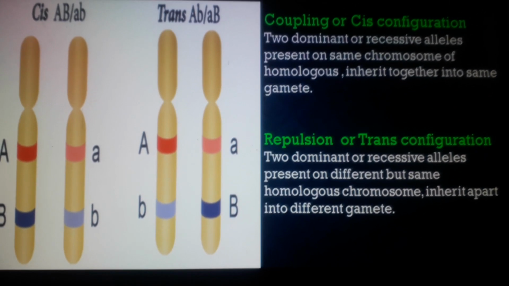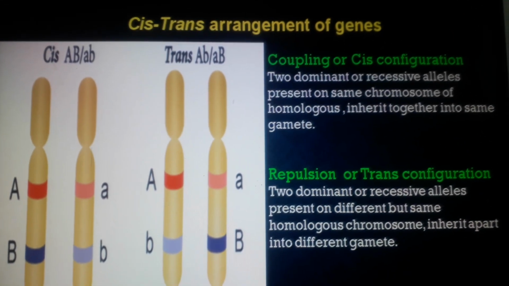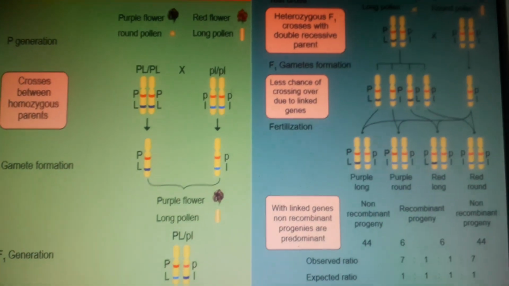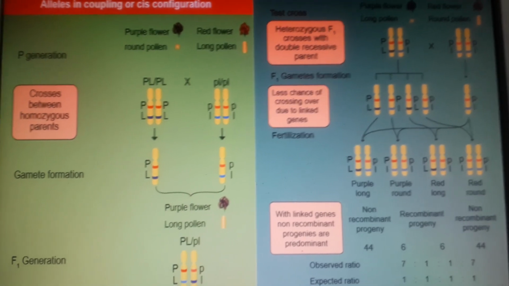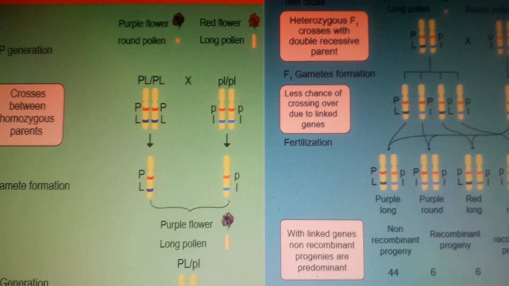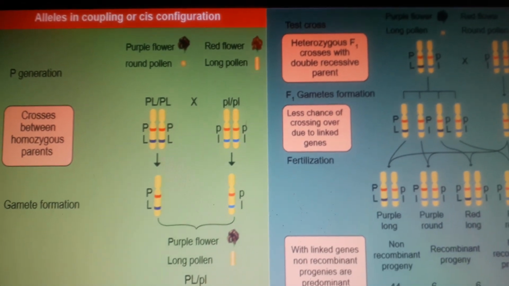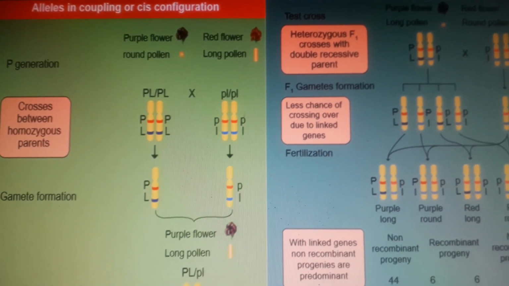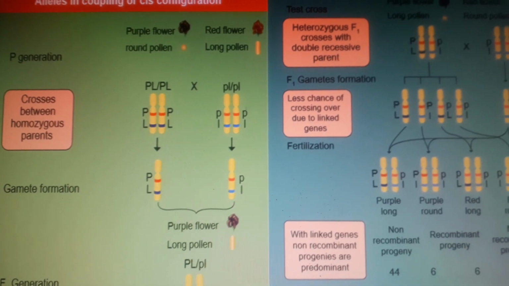Here the genes are there in a chromosome. The genes are together; they are not independent, not separate. That is why the parents' ratio of 1:1:1:1 didn't come. Instead of that, 7:1:1:7 came. That is, the genes are inherited together, not separated.